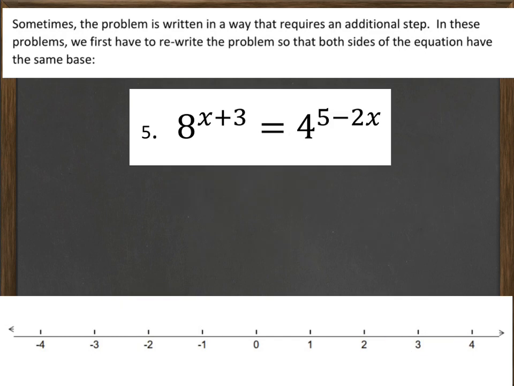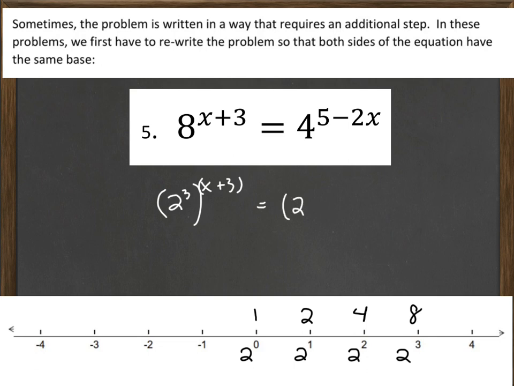All right, same thing. We have 8 and we have 4. Again, what base do we need to be looking at? Well, once again, we need to look at a base of 2. Remember, 2 to the 0 power is 1. This is 2. This is 4. This is 8. Okay, so I'm going to rewrite 8 as 2 to the third power, and it's still being raised to the x plus 3 power. I'm going to rewrite 4 as 2 squared raised to the 5 minus 2x power.